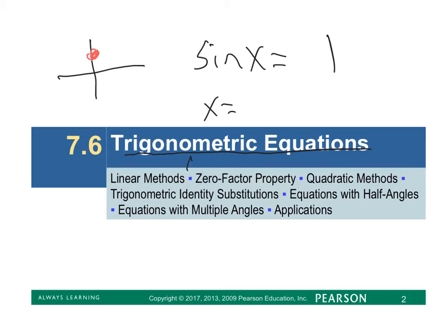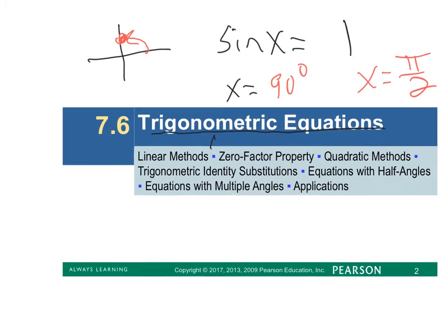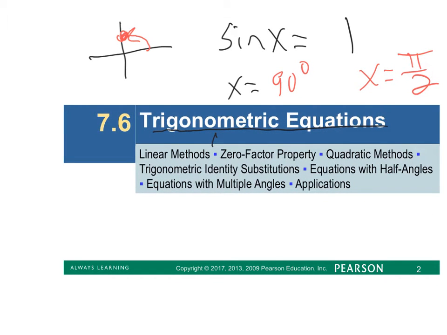you could call this 90 degrees. Or if you're in radians, you would say pi over 2. There's only the one answer. What if I said to you sine of x equals a half?